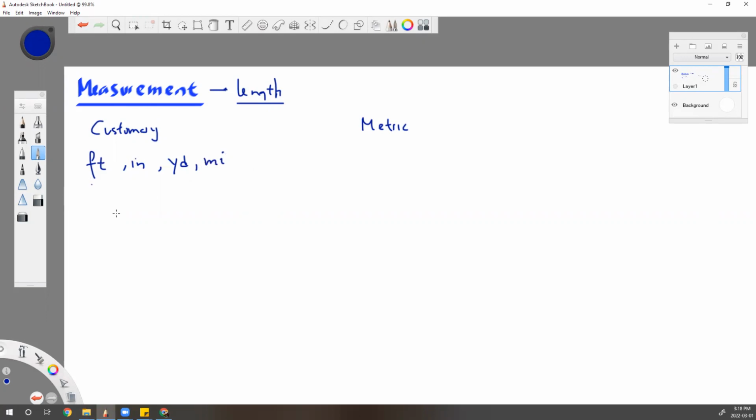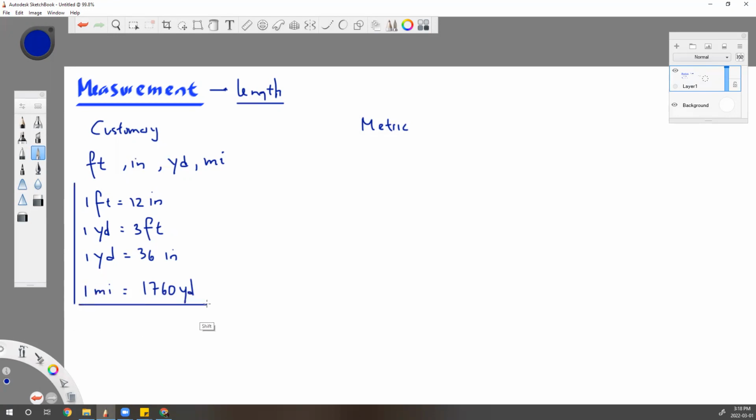So how do you convert between these units? First, 1 foot is 12 inches, and 1 yard is 3 feet. So 1 yard in inches can be simplified as 3 times 12, which is 36 inches. You don't have to memorize all of them. And 1 mile is equal to 1,760 yards. You have to memorize this. What you need to memorize is only four. That's for the customary units.